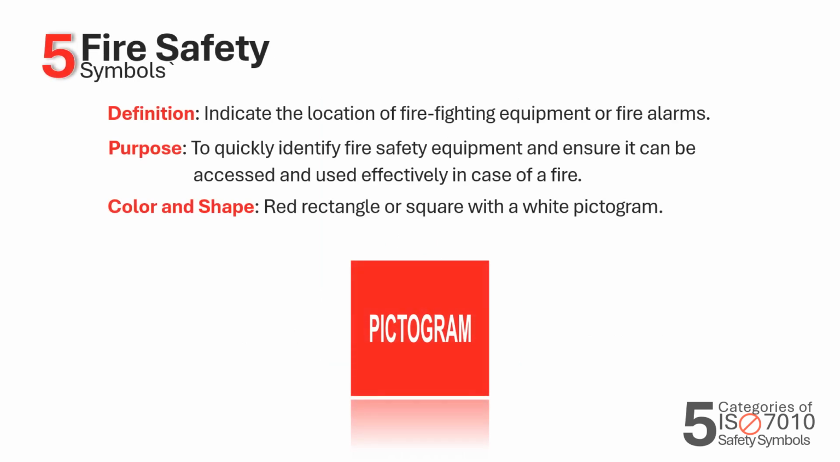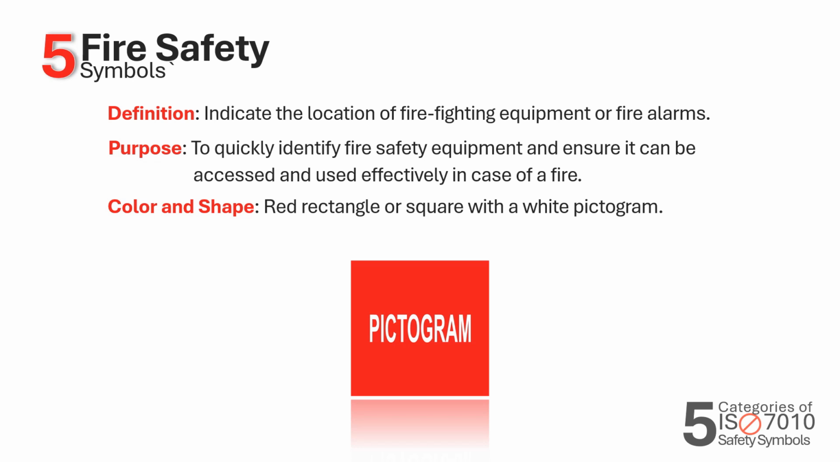The fifth category is fire safety symbol. Fire safety symbols are used to indicate the location of firefighting equipment or fire alarms. They help you quickly find the tools you need to deal with a fire or to alert others about a fire. The purpose of these symbols is to help you quickly identify where to find firefighting equipment or fire alarms. They ensure that you can access and use these tools effectively if a fire occurs.